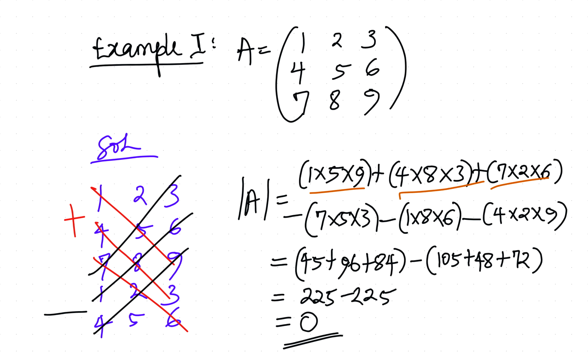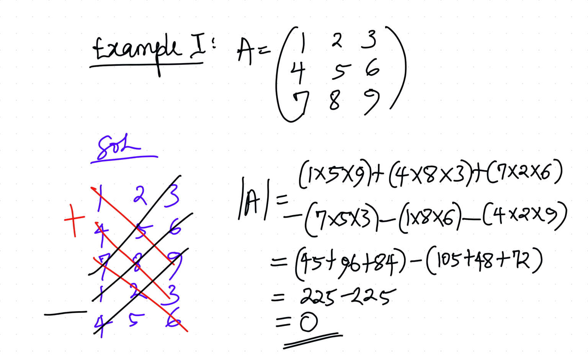1 times 5 times 9 is 45. 4 times 8 is 32 times 3, that's 96. 7 times 2 is 14. 14 times 6 is 84. Yes, 84. So that's for the positive. They're all positive, so that's why you can just add them up this way.